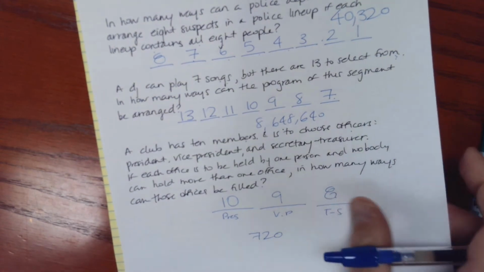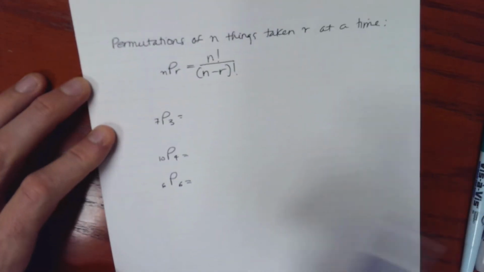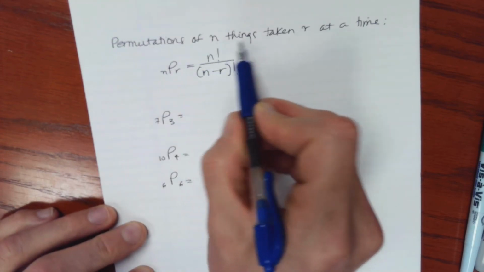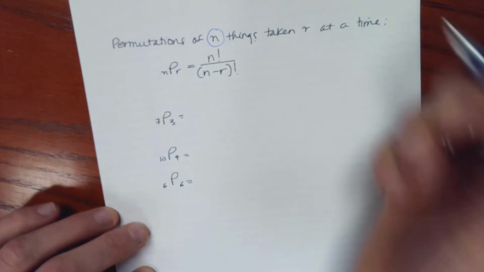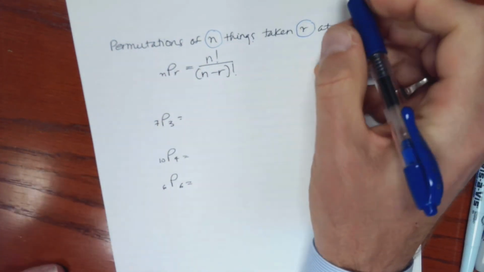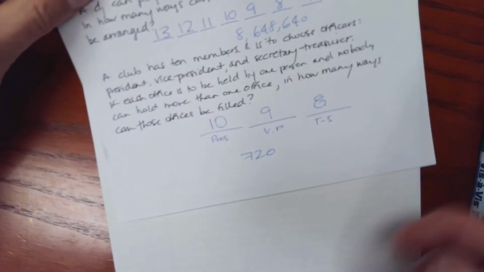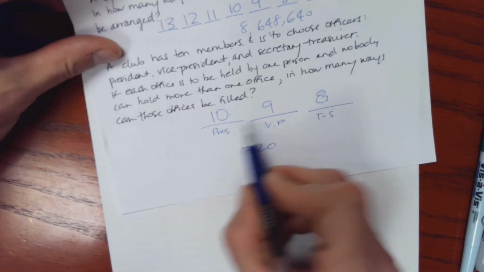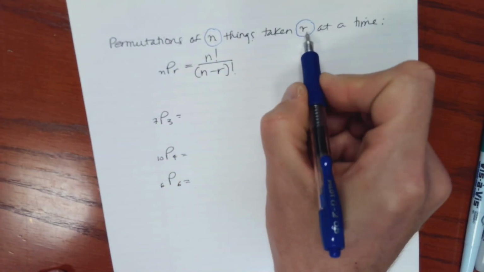So there is a little bit of a shortcut for calculating permutations. It involves a formula with factorials. So the formula for permutations of n things taken r at a time. n is the pool from which you're choosing, but r is the actual number of things that you're going to choose. For example, in that last example, I had 10 to choose from, but I was only going to choose 3. So the n would be 10 and r would be 3.